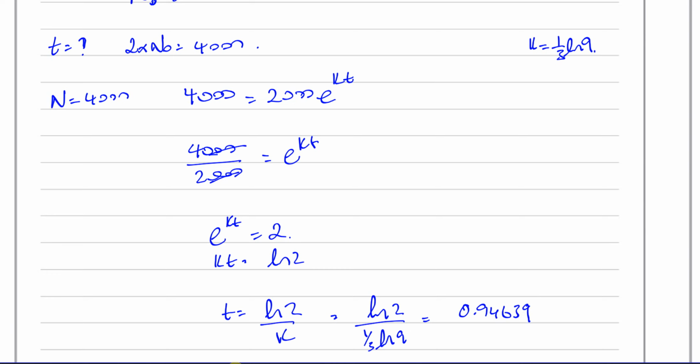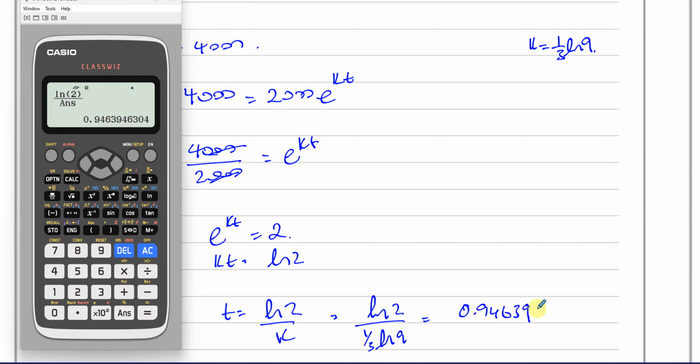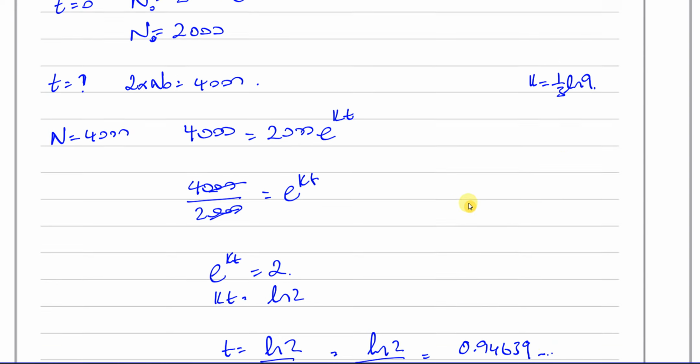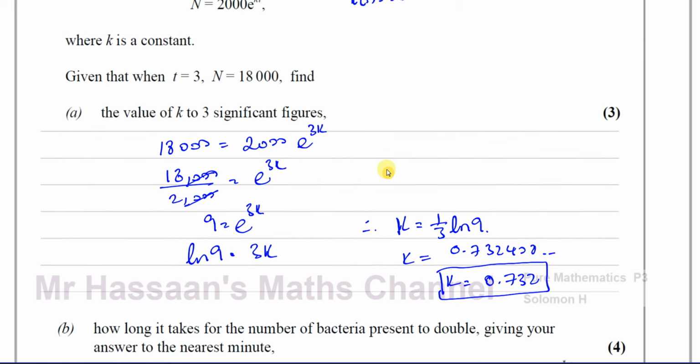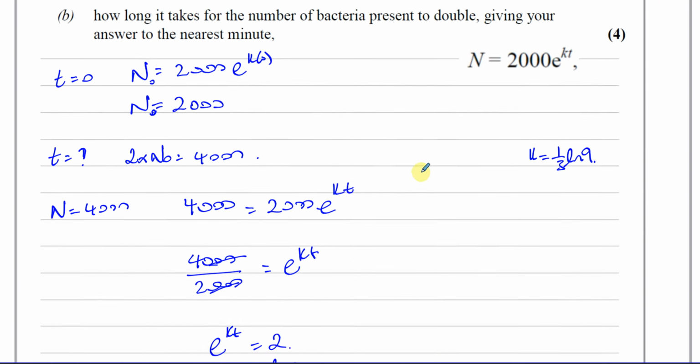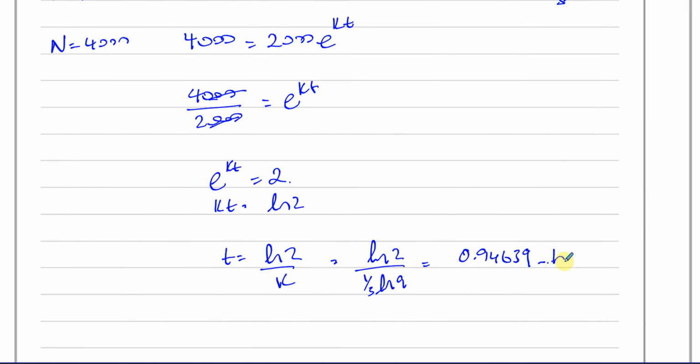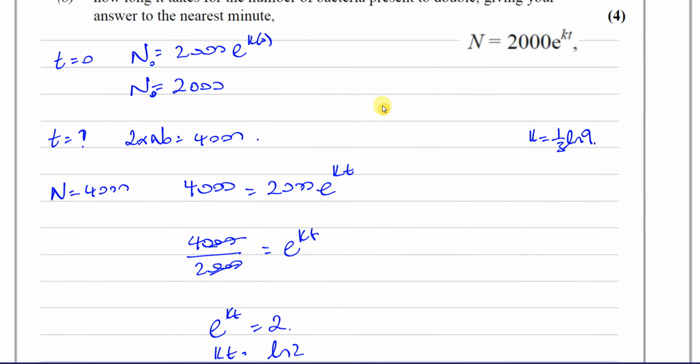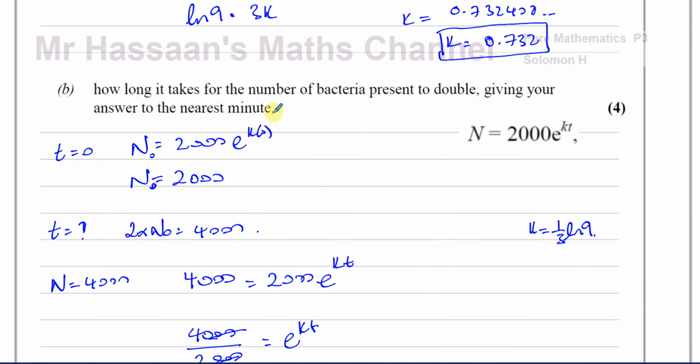Okay, let me just make sure that I copied that right. Okay, now this answer is in hours. See, the t is in hours, so the answer is going to be in hours, and they want the answer to the nearest minute.